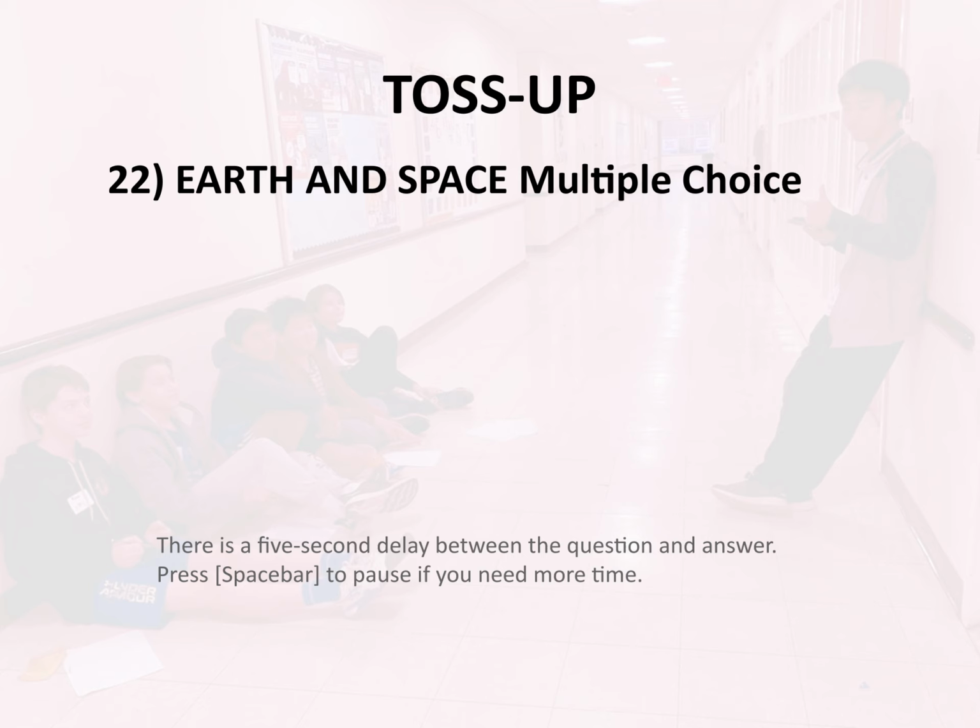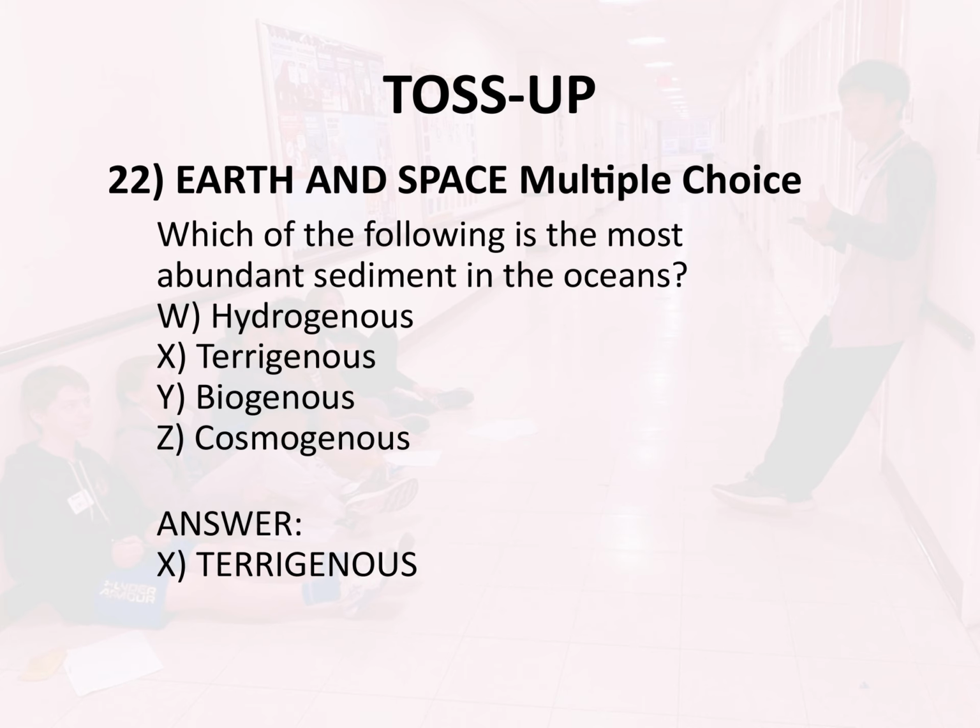Toss-up 22. Earth and space. Multiple choice. Which of the following is the most abundant sediment in the oceans? W. Hydrogenous. X. Terrigenous. Y. Biogenous. Z. Cosmogenous. Answer: X. Terrigenous.